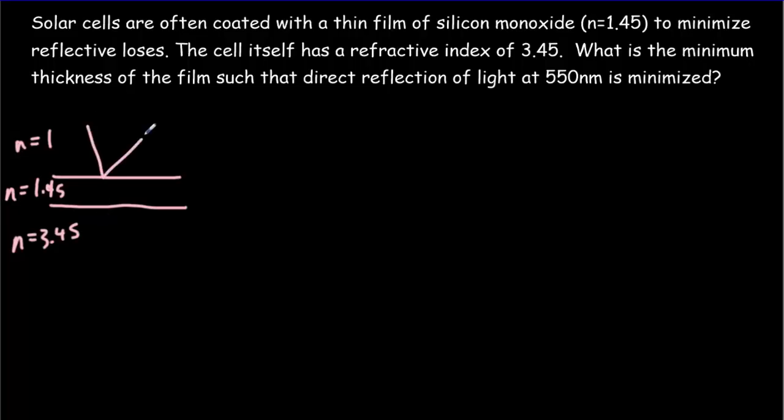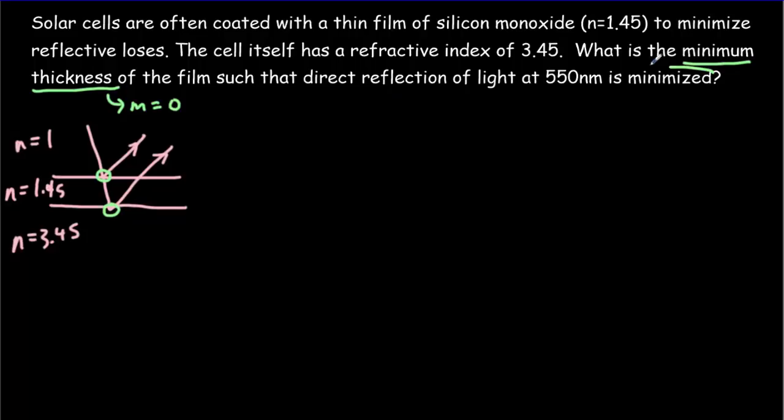So incident ray and the 2 reflected rays. Notice that on both reflections, you're going to a higher optical density. So you're going to get an inversion here and an inversion here. 2 inversions, they cancel each other out, essentially keeping the same phase relationship between those 2 reflected rays. So we're looking for the minimum thickness, so that means we want to take m equal to 0 here.